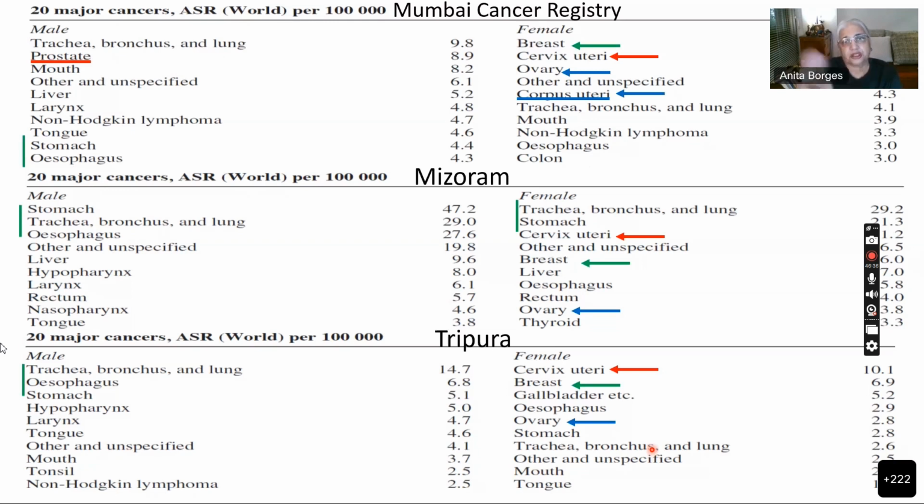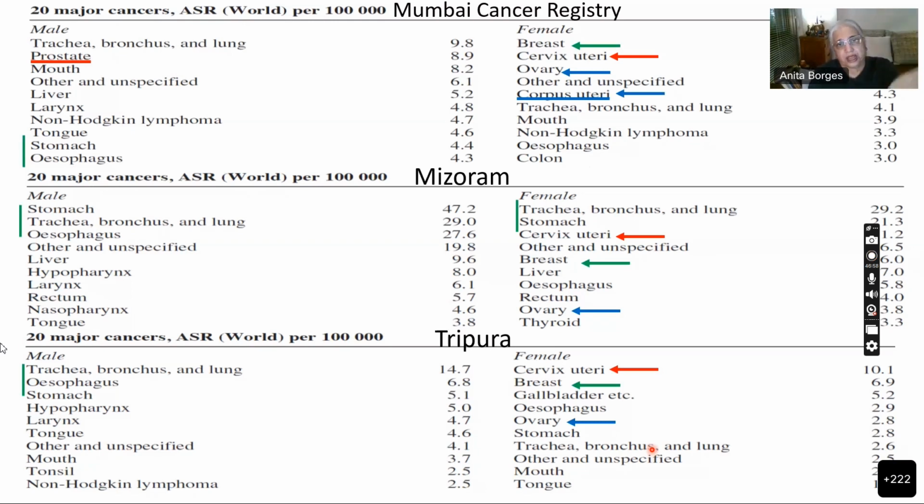See, there are figures there, right? You can see the figures? Akriti? Yes, ma'am. Right, so what are those figures? What is it percent? 9.8%? For trachea, bronchus, and lung in the Mumbai Cancer Registry. What are those figures?